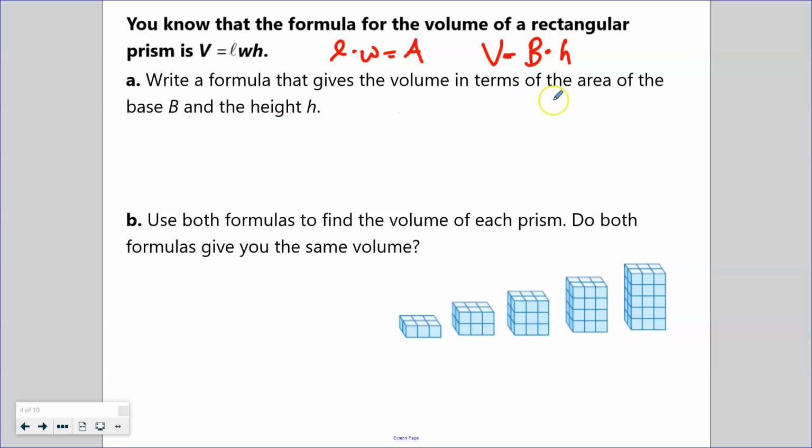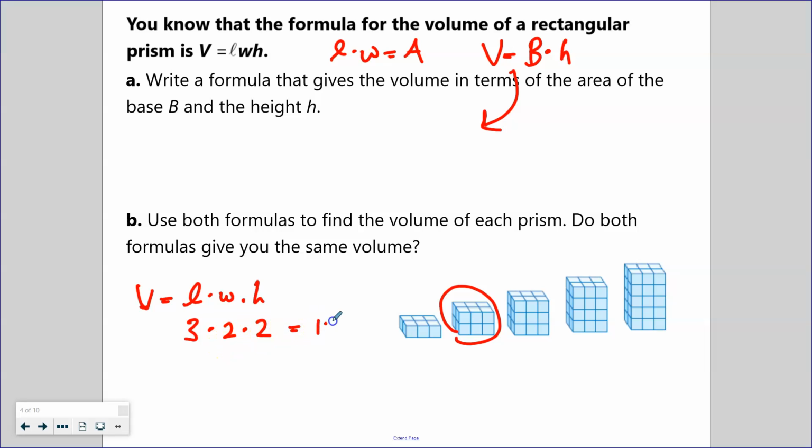Write a formula that gives the volume in terms of the area of the base and height. I guess we just did that. Use both formulas to find the volume of each prism. Do both formulas give you the same volume, right? So okay, we have volume equals length times width times height. So we'll just pick one. Let's pick this one. Right, so we have a 2 by 3 by 2, right? So we have a 3 length, a 2 width, and a 2 height. And so we get 3 times 2 is 6 times 2 is 12.